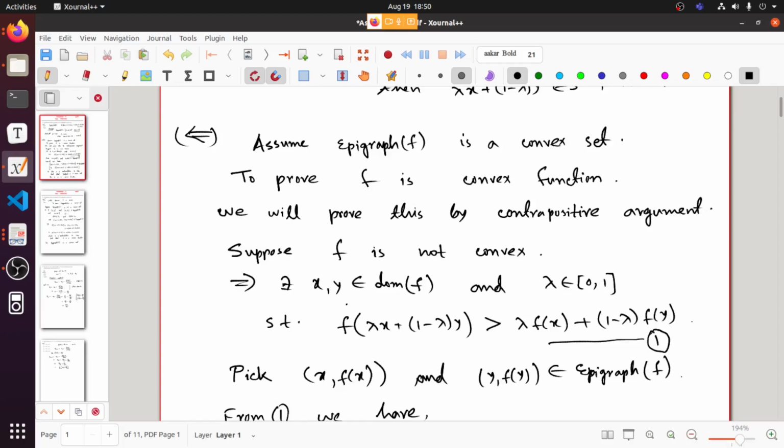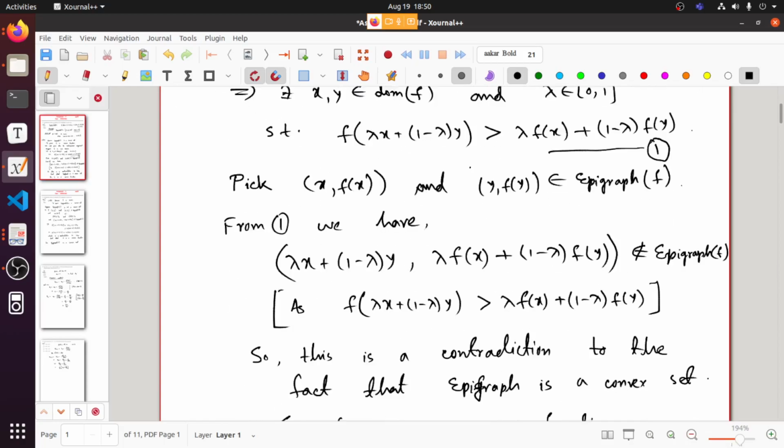We will get at least 2 points for which f of lambda x plus 1 minus lambda y is greater than lambda f(x) plus 1 minus lambda f(y). Using this we will show that the epigraph is not a convex set. Then we will get a contradiction. For that, we choose 2 points from the epigraph, (x, f(x)) and (y, f(y)). Now we take the convex combination, lambda x plus 1 minus lambda y, and lambda f(x) plus 1 minus lambda f(y).